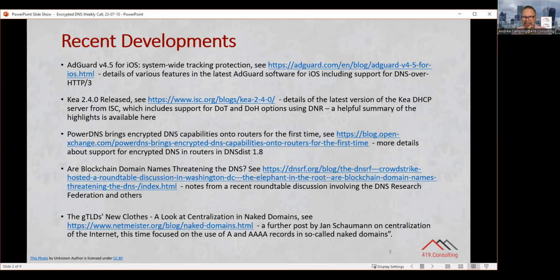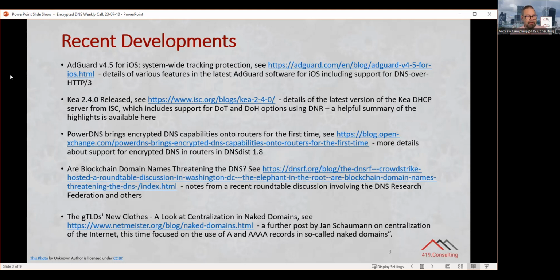Also, ISC have confirmed that with 2.4.0 of the software being released, that now includes support for DoT, DoH options with DNR to discover resolvers. That's something that I think Vicky mentioned was being worked on a few weeks ago. So it looks like that's now shipping, which is good news.